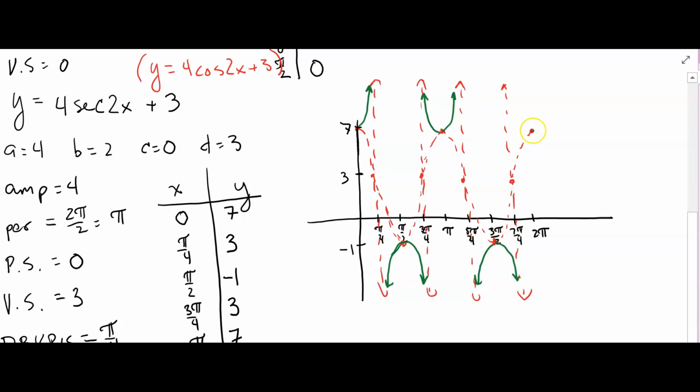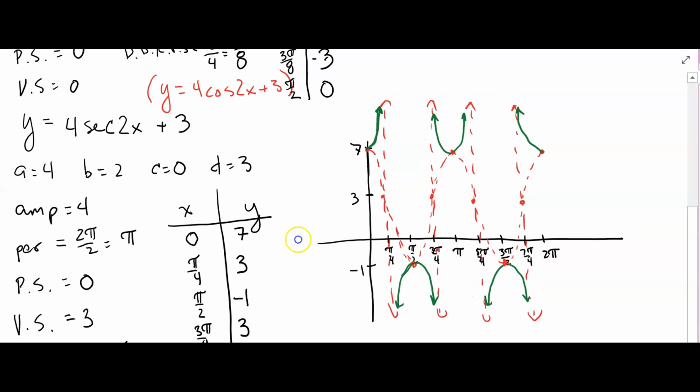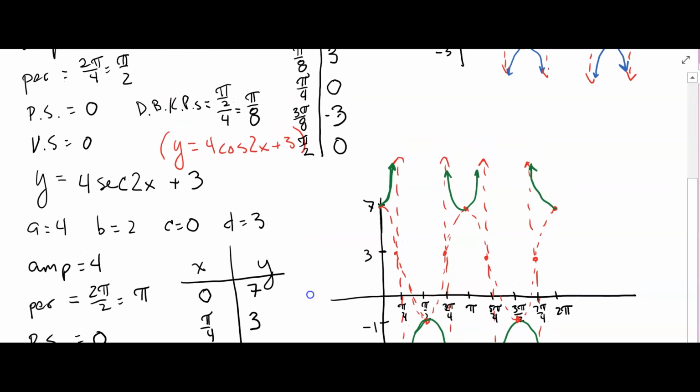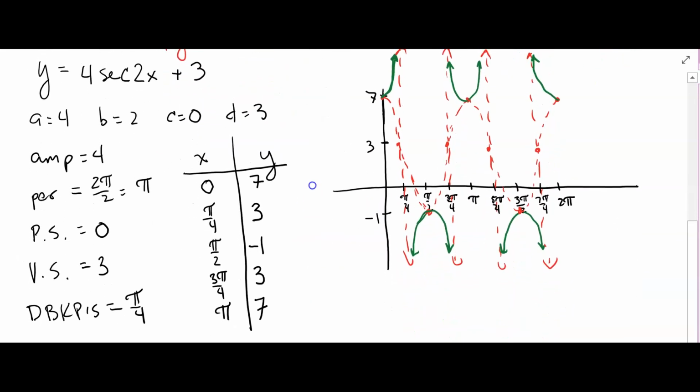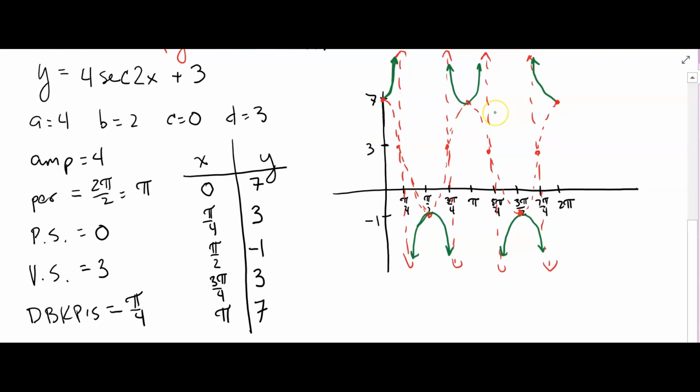And then one more there. So the green, that's actually our graph of the secant. Okay, everything else here, all that red stuff is just to help us. So we have 2 full periods. Let me just kind of highlight one period here. This is one period of the secant curve. And then this would be a second period of the secant curve.